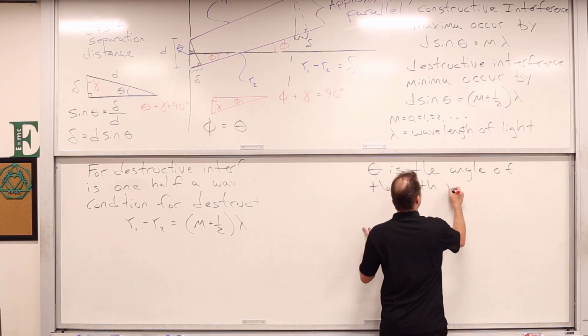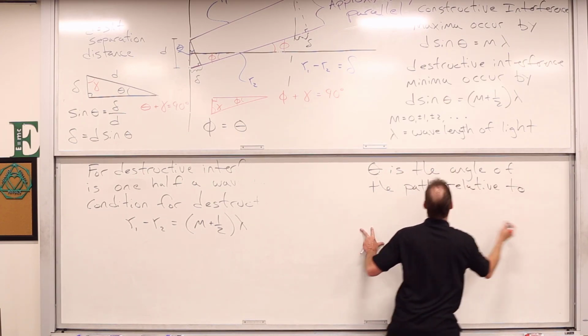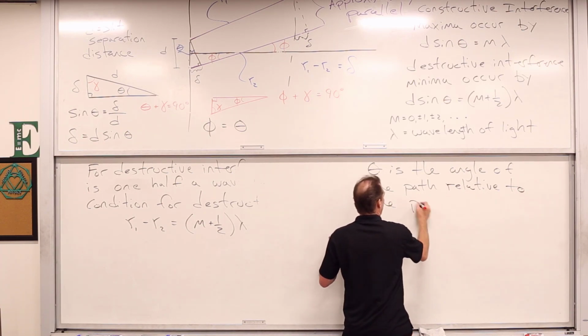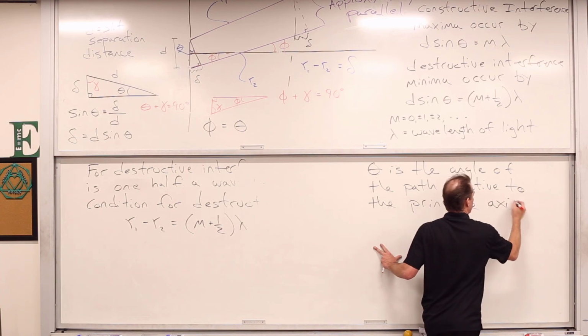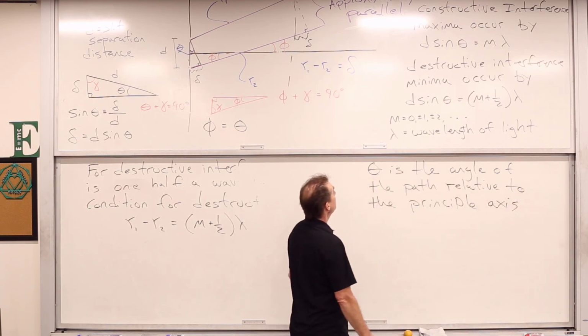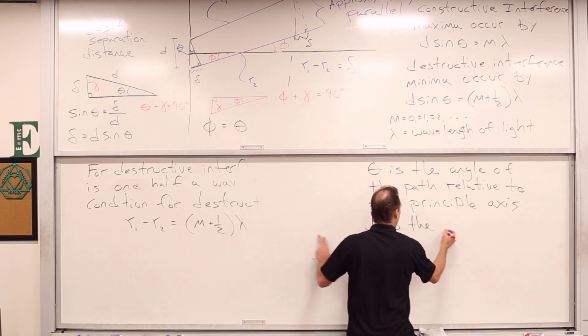Relative to the principal axis. And D is the slit separation.